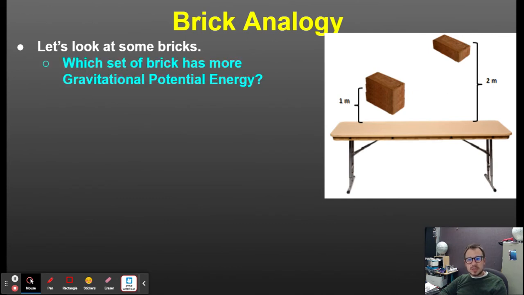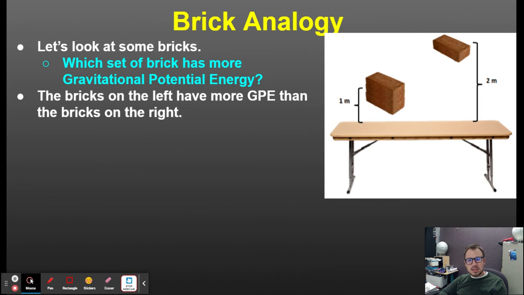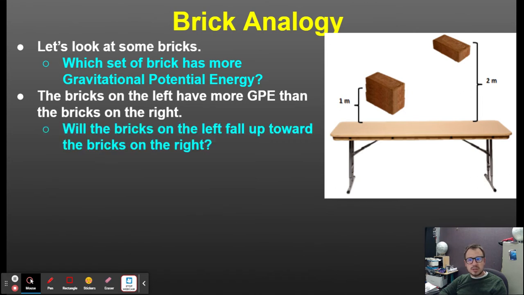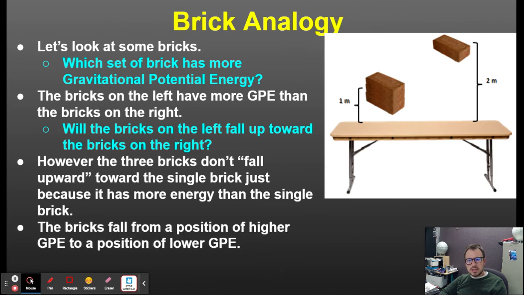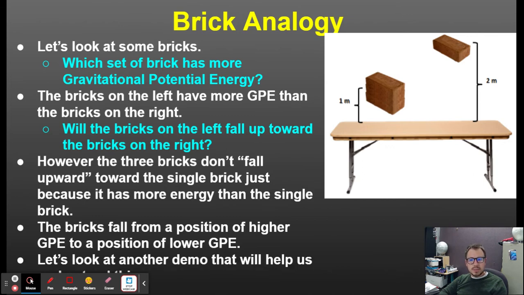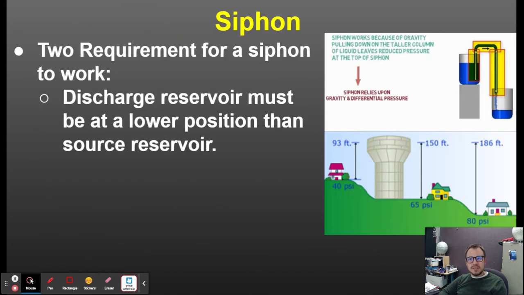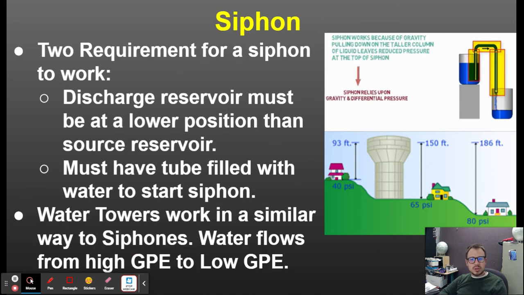So let's talk about electric potential. We know about gravitational potential energy. If I have 3 bricks at 1 meter and 1 brick at 2 meters, you'll probably say that the bricks on the left have more gravitational potential energy than the bricks on the right. But will the bricks on the left fall upward towards the bricks on the right because they have more energy? Well, no. The brick falls from a position of higher potential energy to a position of lower potential energy. That's how siphons work. The discharge reservoir must be at a lower position than the source reservoir. You must have the tube filled with water to start that siphon.